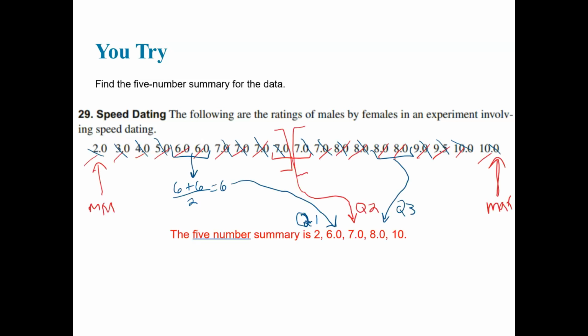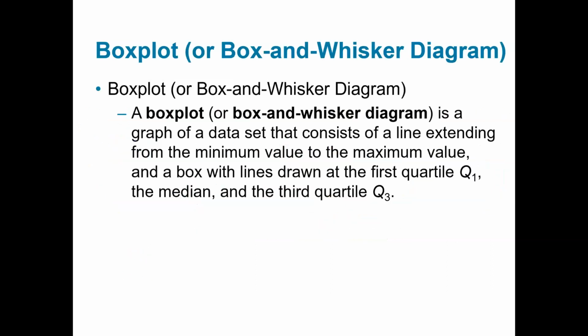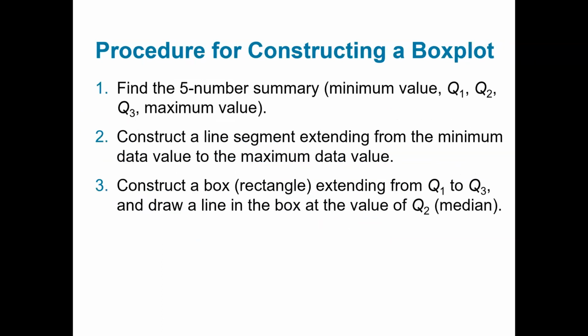And I've shown you how I do that here in the solution, and that is the 5-number summary. So now let's go ahead and graph the 5-number summary on a box plot. To construct a box plot, we really need the 5-number summary. We need it like a number line, and then we go ahead and put the data values on there.